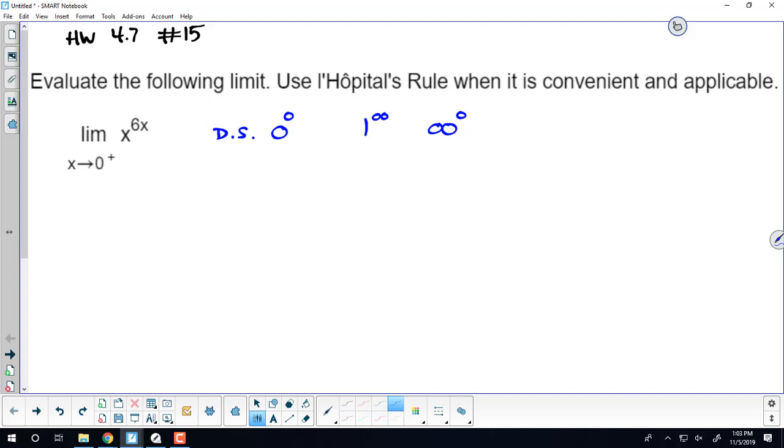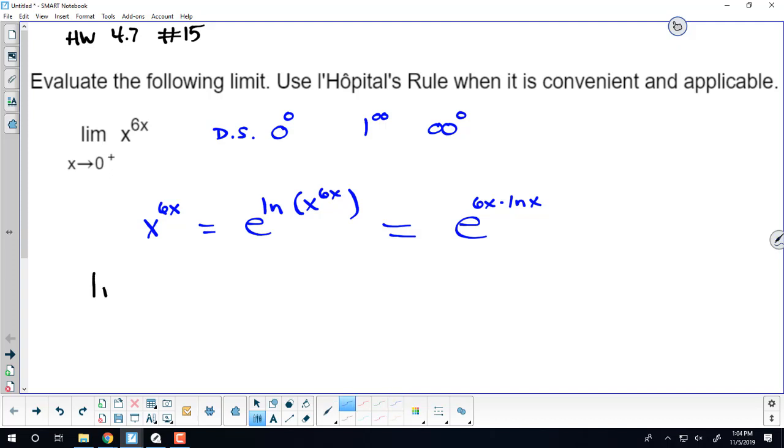means that we have to rewrite the function in terms of e. So we have to rewrite x to the power of 6x as e to the natural log of that thing. And then we always take that a step further and use the power property for logarithms. So we're going to rewrite it as e to the 6x times the natural log of x, or e to the power times the log of the base, and compute that limit instead.